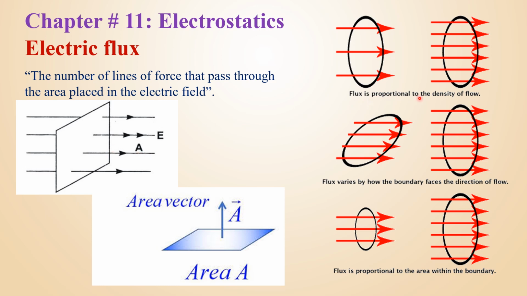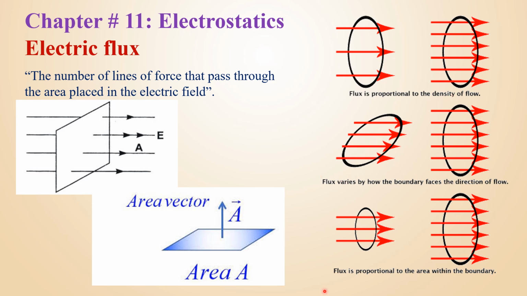Flux is proportional to the density of flow. For example, here 3 electric lines of forces are passing through this surface and here 6 electric lines of forces are passing through this surface. Due to more number of electric lines of forces, flux will be greater here because flux is proportional to the density of flow. Flux varies by how the boundary faces the direction of flow. It means it depends upon the orientation of the surface.